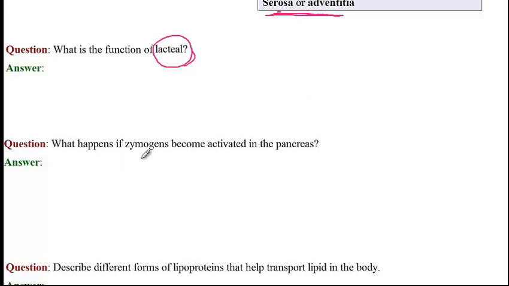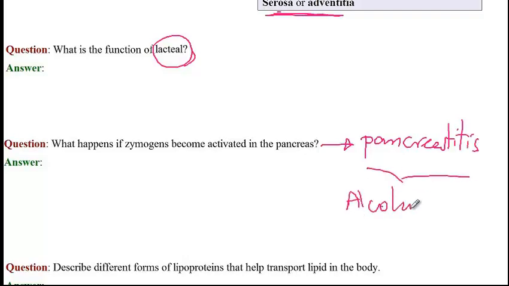The next question is, what happens if zymogen becomes activated in the pancreas? Well, if they become activated too early, then they would cause autodigestion of the pancreas, as a consequence of which there would be inflammation of the pancreas known as pancreatitis. And that's actually a phenomenon that is commonly seen in alcoholism.